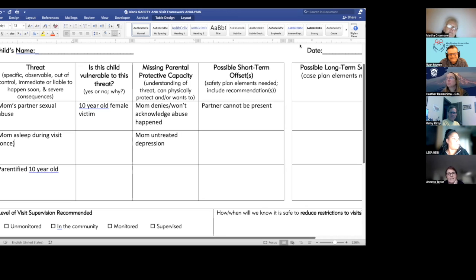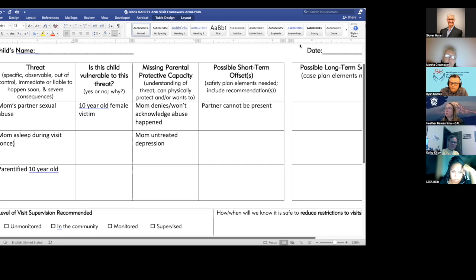Well, I think if the visits are unmonitored and the woman denies that the abuse happened, is she going to be diligent enough to follow that the daughter is not around the partner? I would question that, because if she says it didn't happen, as far as she's concerned, there's no reason for him not to be there. So that's a question for me too, Liz.